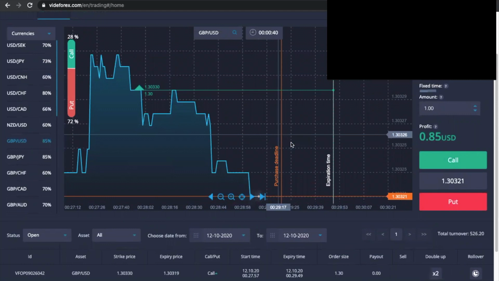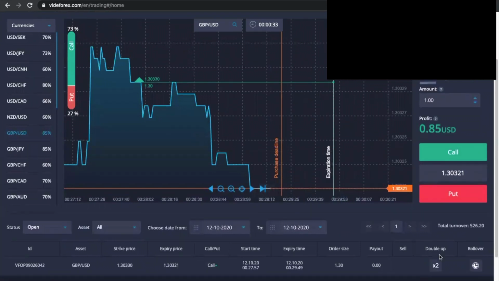Like I said, when I trade, I'm trading at 2 minutes and I do not allow myself to roll over more than 2 times. What else will you find down here?